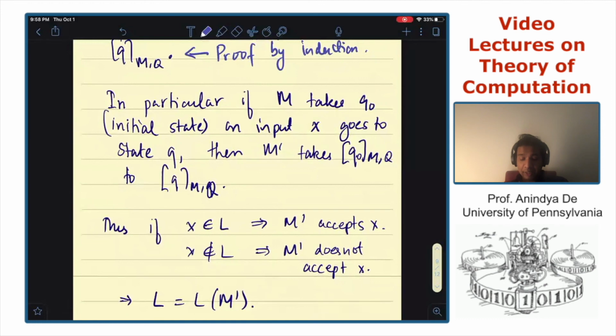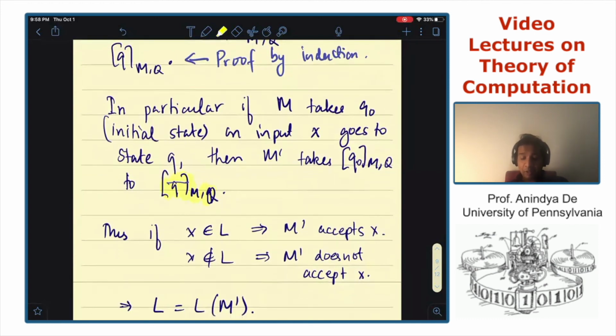But this immediately implies that if X is in L, then Q is an accepting state, and thus the equivalence class of Q, [Q]_M, is an accepting state in the DFA M prime. Vice versa, if X is not in L, then Q is a non-accepting state, which means [Q]_M is a non-accepting state in the DFA M prime.